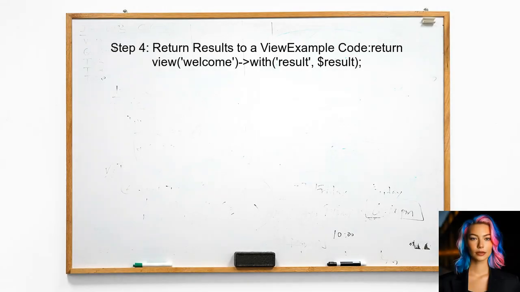Now the user can call the stored procedure using the DB facade. This allows them to execute the stored procedure and fetch the results directly. Finally, the user can return the results to a view. This is done by passing the results to the view method in the controller.